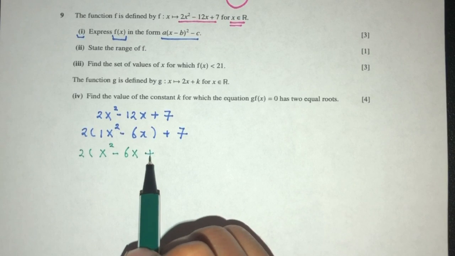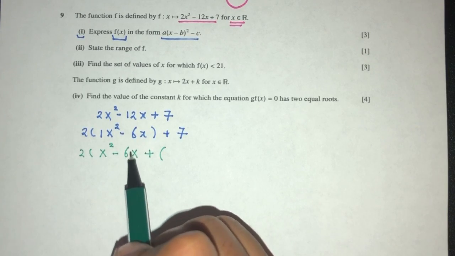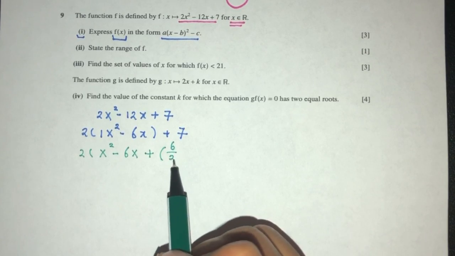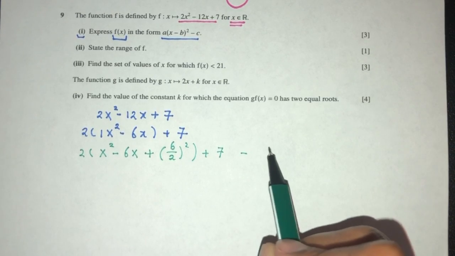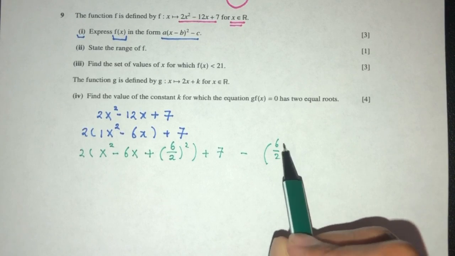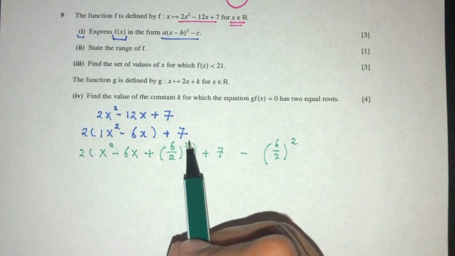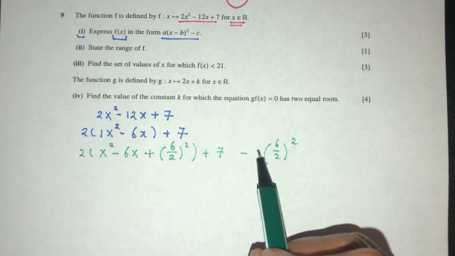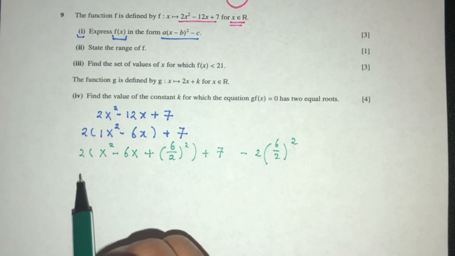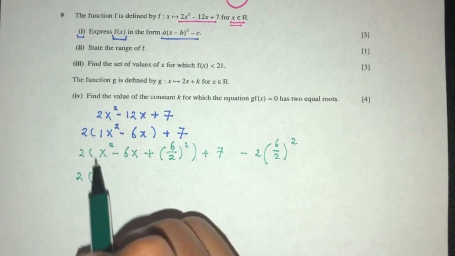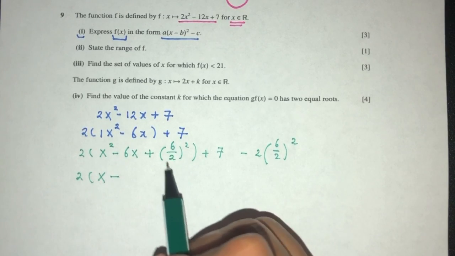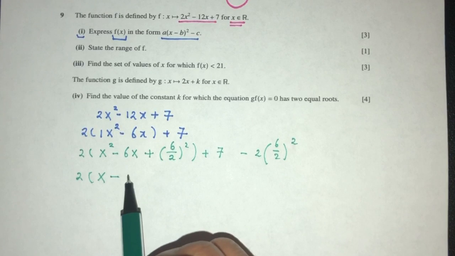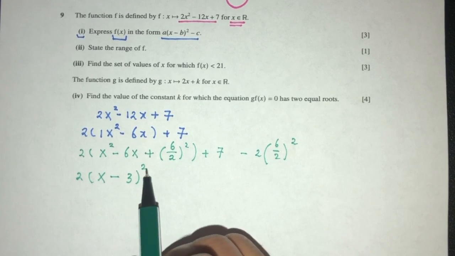Now we have to add a value. Plus something is this value over here, 6 divided by 2 squared. Now obviously when you add something, you also have to subtract the same value, 6 over 2 squared. But since it was inside the bracket, we also have to multiply it by 2. Now we can simplify. 2 is here. Here we have x squared, we write x. Here we have minus, we write minus. Inside here we have 6 divided by 2 is 3. And here we have square.